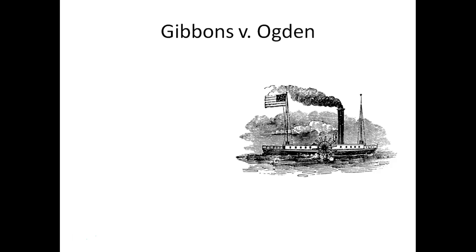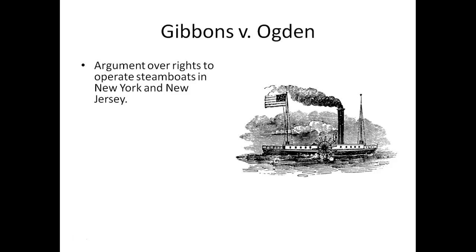Finally, Gibbons versus Ogden. This was an argument over rights to operate steamboats in New York and New Jersey. So essentially what was happening is you had steamboats going between New Jersey State and New York State, and who had the right to operate those steamboats.